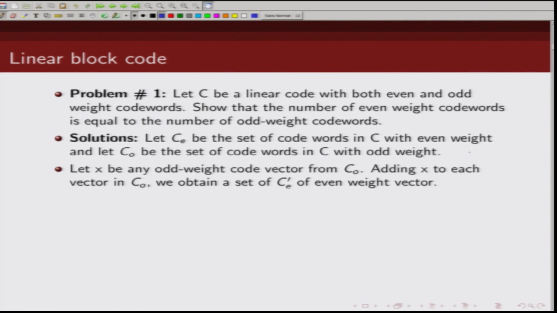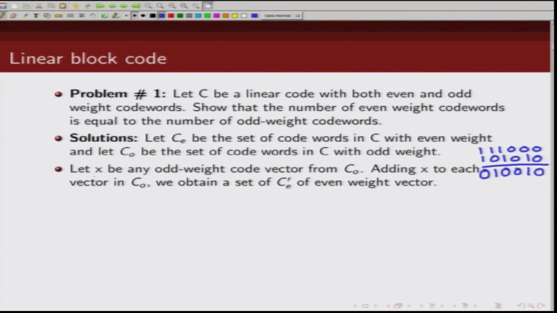For example, let us say I add 111000 and 101010. The first code word is an odd weight code word, its weight is 3. Similarly, this code word also has weight 3. If I add both of them, what do I get? I get 010010, and this is an even weight code word.